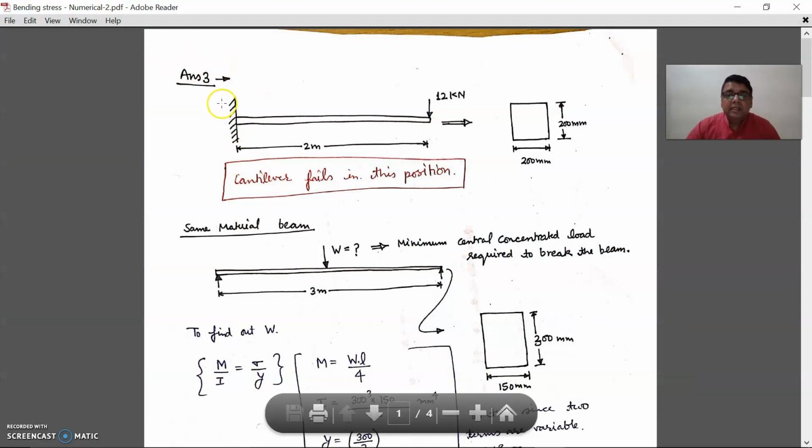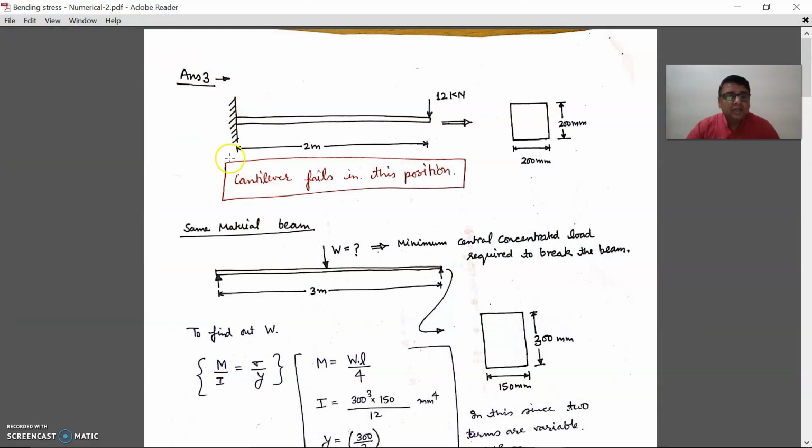So like this, we have to draw the representation of this. It is very, very important. You can write it in the same manner in your answer sheets or in the examination also. Now this is the cantilever, 2 meter length, 12 kilonewton is applied, and in this position it will fail. Okay, and this is the side view enlarged, 200 mm by 200 mm.